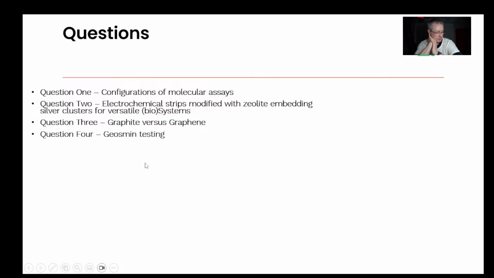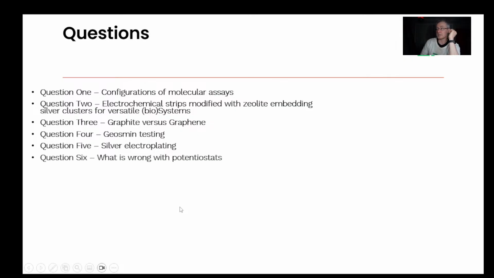Geosmin testing. Geosmin's going to be tough. It's the parts per trillion that's tough. But that makes it no tougher than PFAS. And so if you're interested in doing geosmin, I think the hint to how to do this is probably in the PFAS literature. Silver electroplating. If you're electroplating silver and it's all rough, reduce the current by 10x, and then try again, and you'll probably find that it does work.